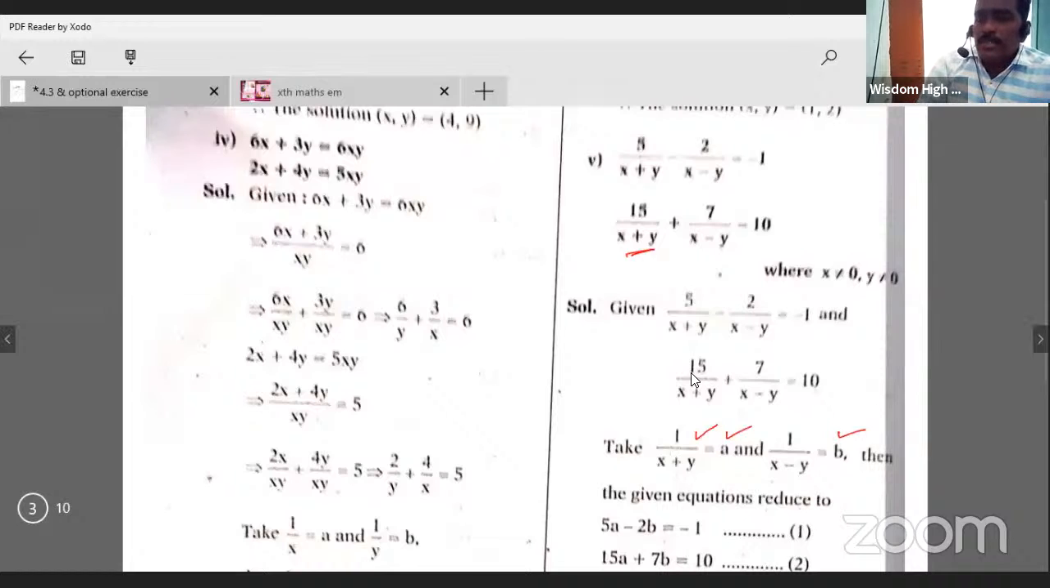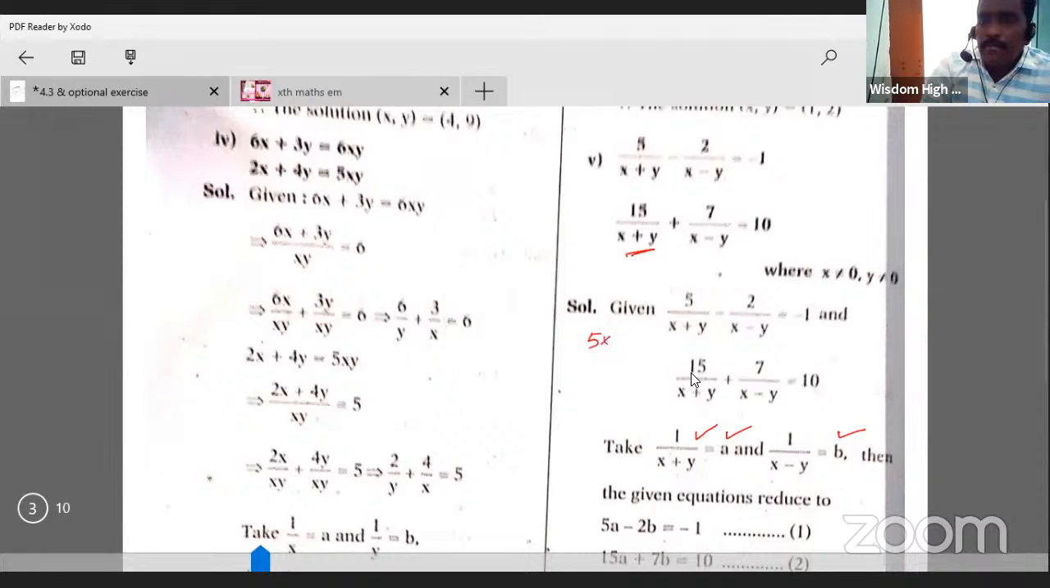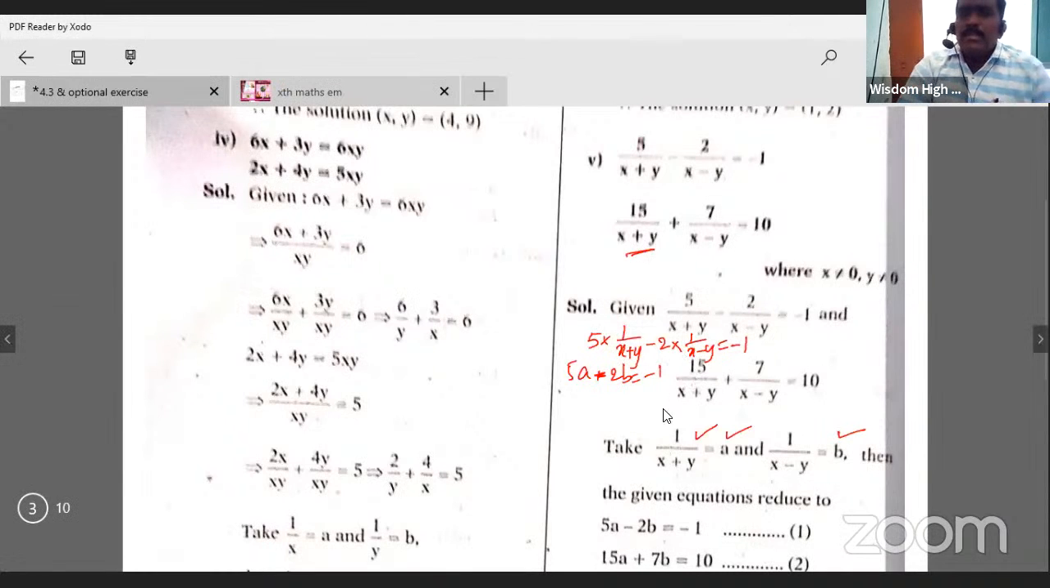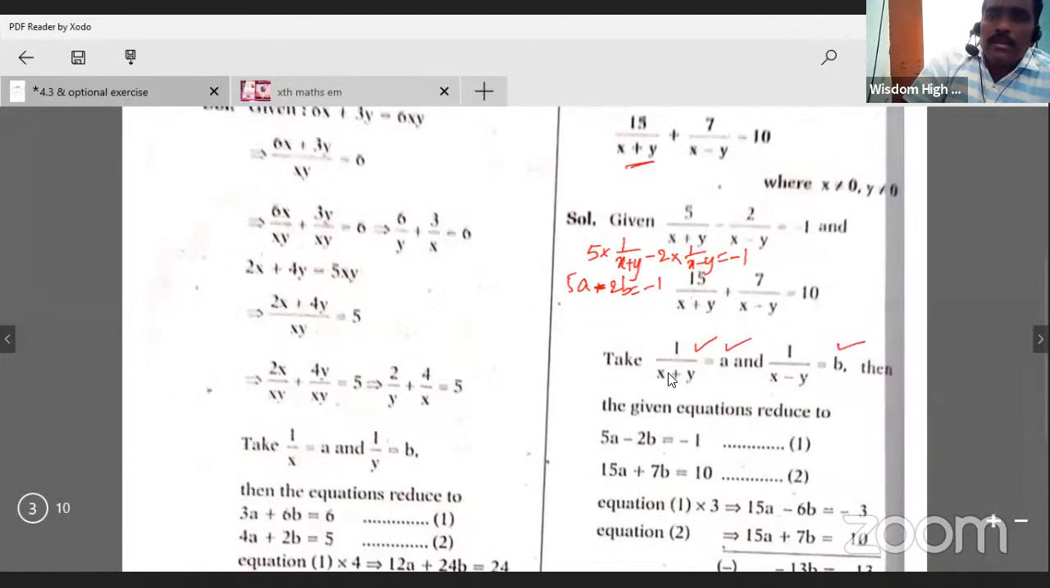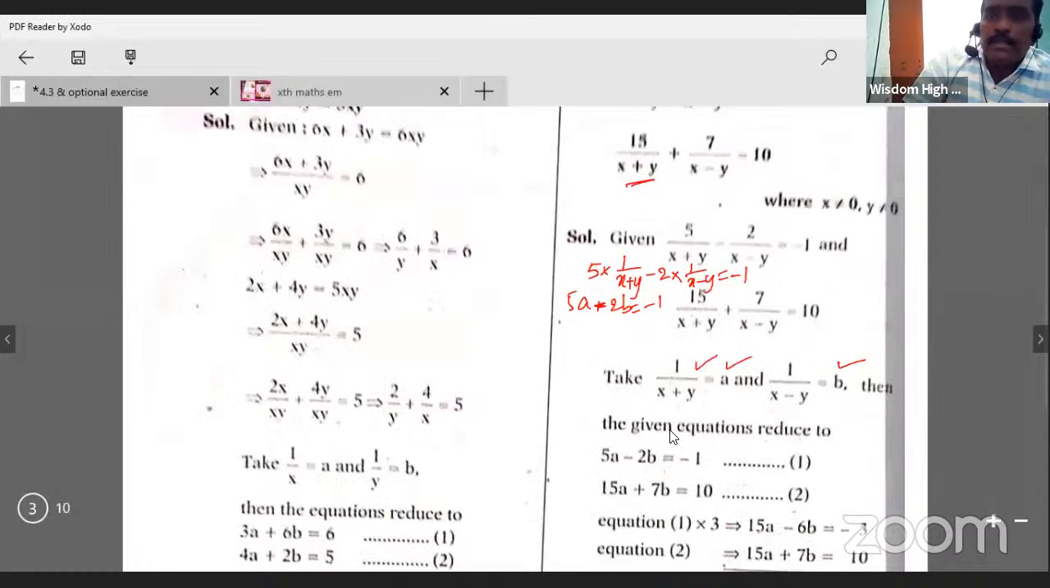Okay, easy way, students. If you want to write it in one step like this, it is better: 5 into 1 by x plus y. Next step, 2 into 1 by x minus y is equal to minus 1. Here we can write this as 5a minus 2b is equal to minus 1. Like that, we get these equations. Observe here, 5a minus 2b is equal to minus 1, it's equation 1. Then here, 15a plus 7b is equal to 10.